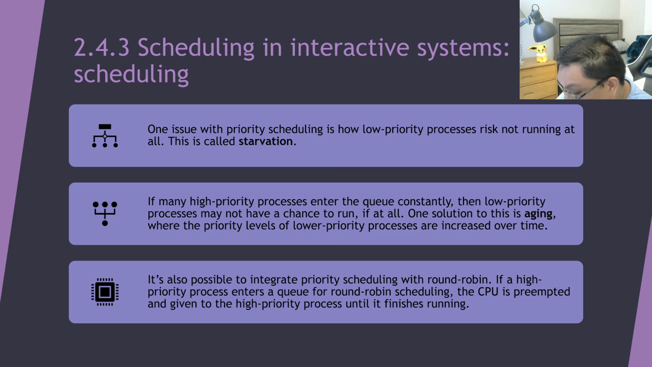One solution to this is called aging. So this means we increase the priority level of low priority processes over time, so that eventually the priority of these low priority processes will be so high that it will be the next to run. Also keep in mind, it's possible to integrate priority scheduling into round robin. In that case, if a high priority process enters a queue for round robin scheduling, the CPU is preempted and given to the high priority process until it finishes running.